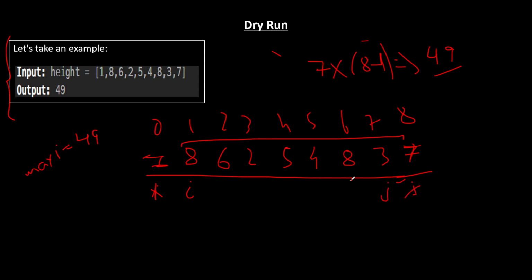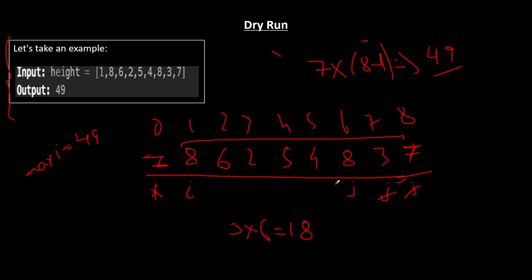Now we will compare both. Now 3 is smaller and the distance between them is 7 minus 1, which gives us 6. 6 times 3 is 18. 18 is not greater than 49, right? So we will move j, or decrement j, towards i.